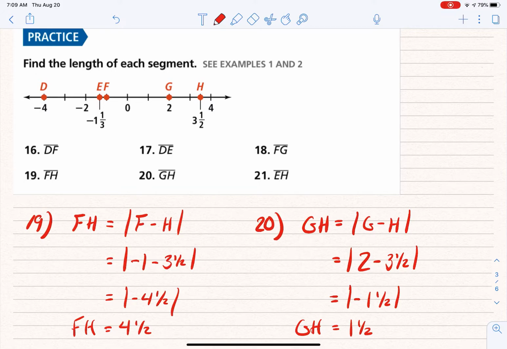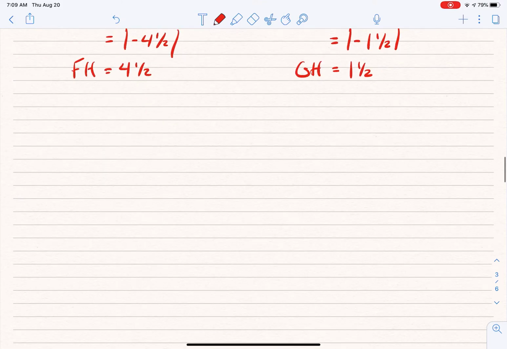The length of segment GH is 1.5. Okay, and lastly, we have to do number 21. It says EH, so I'm going to scroll down to give myself a little more room. For number 21, the length of EH is going to be the absolute value of wherever E is minus wherever H is.